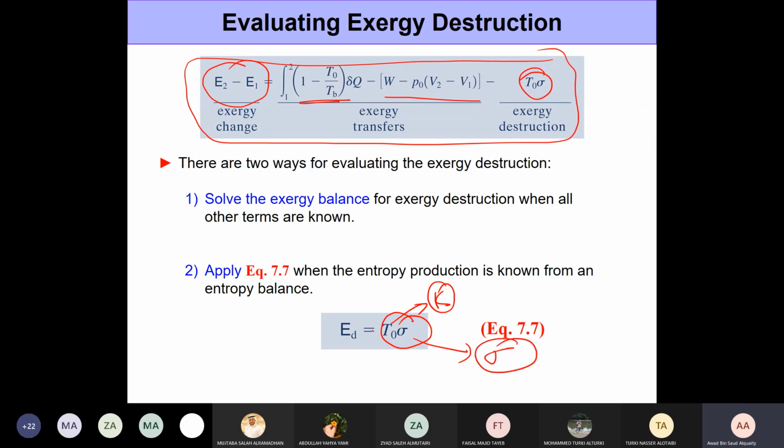Now, depending on the kind of information given in the question, you can pick any of these two ways and go ahead and solve the problem. Usually the second method is simpler and faster, but some students are not very comfortable with using entropy balance. So it's up to you, whatever you use. But yeah, these are the two ways.